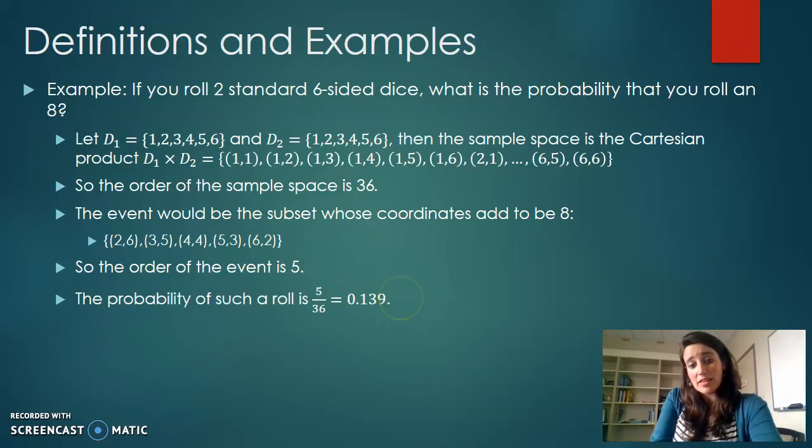The probability then of such a roll is 5 out of 36, and if you type that in the calculator, it's 0.139. Probabilities are usually given in fraction or decimal form, but you can also think of them as there's a 13.9% chance that you roll a sum of 8.